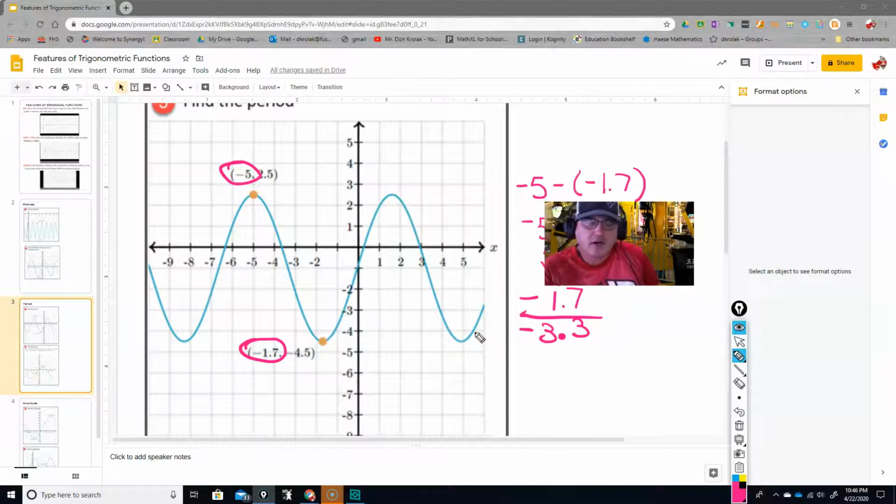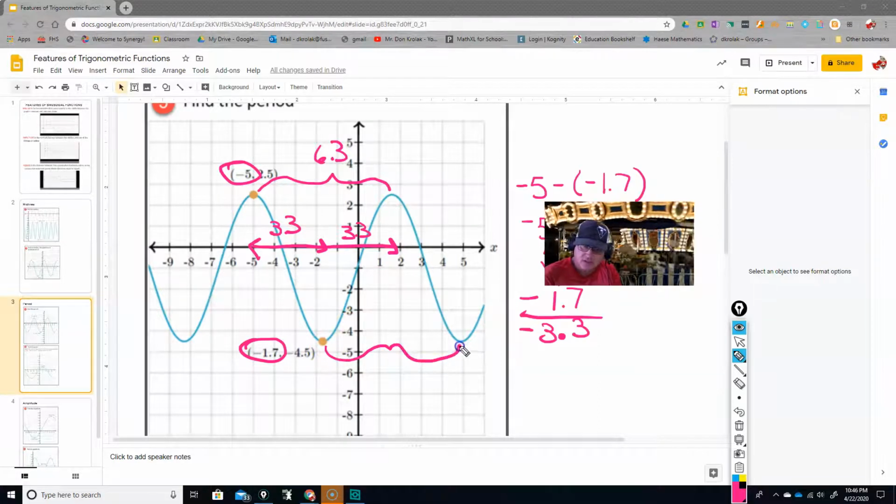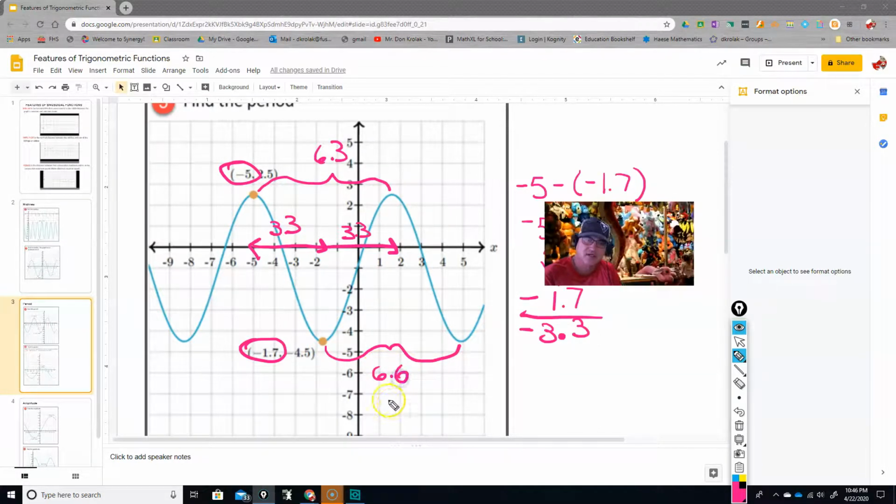But we're talking about a period. Period is length. Length is always a positive value. So really all I'm thinking is that from here to here, that's 3.3 units. So then the other half would be another 3.3 units. And my period would end up being 6.6. So the distance between those two is 6.6.